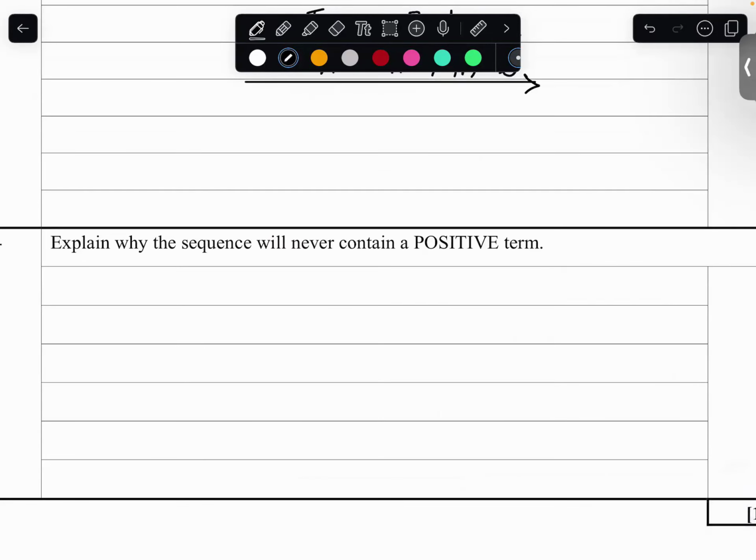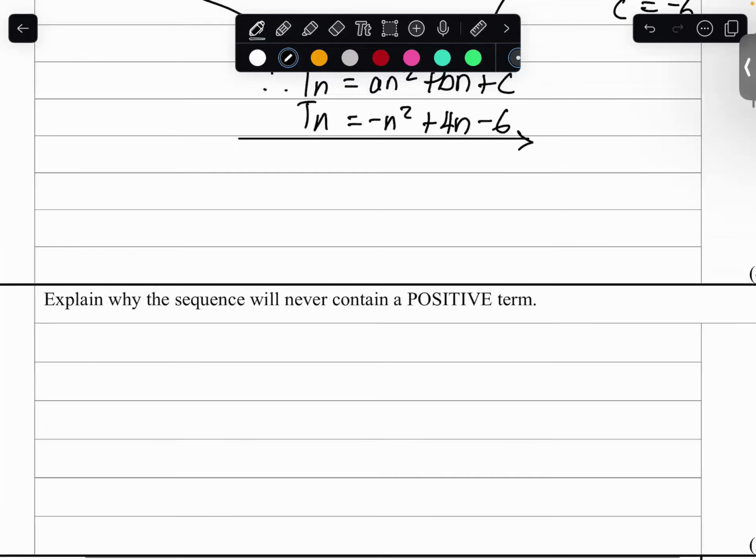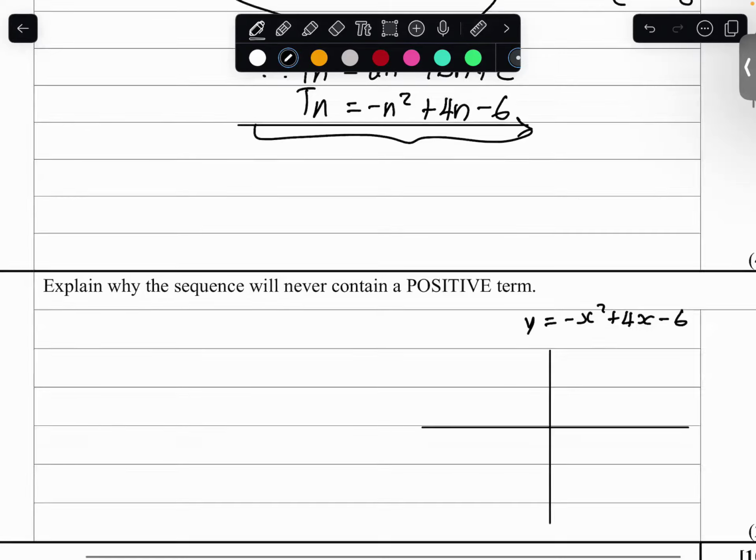It says, explain why the sequence will never contain a positive term. Now, remember, a quadratic number pattern or quadratic sequence, you must always look at in terms of a parabola. So, very simply, you're first going to calculate what the maximum point of this parabola is. Now, the maximum point or the minimum point of the parabola, right? In this case, this parabola is in the form y is equal to negative x squared plus 4x minus 6. This is the equation of the parabola. When you look at it in terms of the parabola, you first need the turning point so that you can see what's happening. So you're going to calculate the turning point.